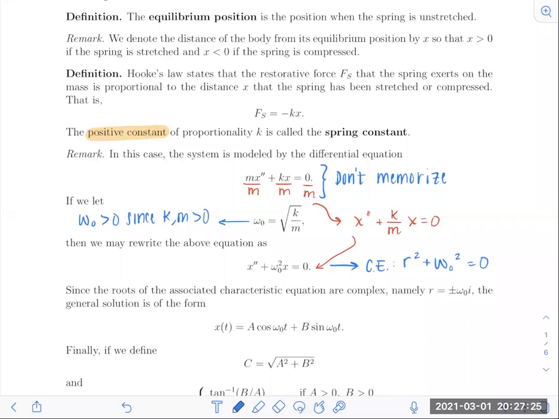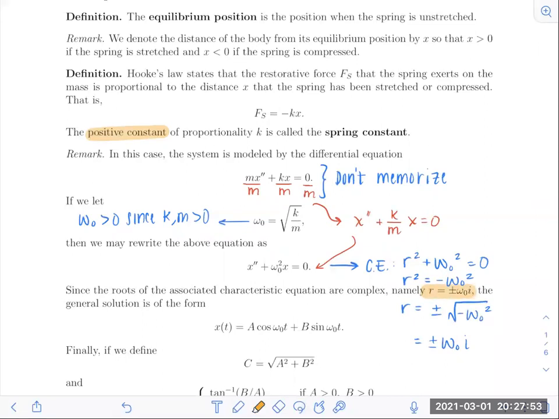And so the point here is that if I solve for these roots, I get r squared equals negative omega naught squared, and so r equals plus or minus the square root of negative omega naught squared. We have the square root of negative 1 in there, so that's going to pop out an i, and so we get plus or minus omega naught i. So sure enough, that checks out with what the book is stating right here.